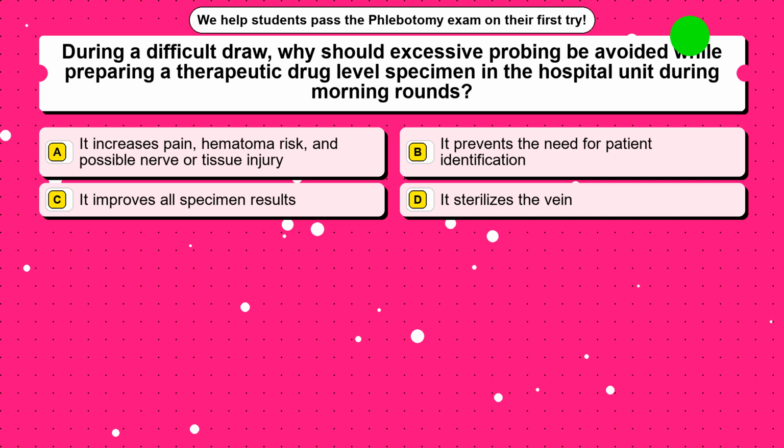Question 17. During a difficult draw, why should excessive probing be avoided while preparing a therapeutic drug level specimen in the hospital unit during morning rounds? Option A. It increases pain, hematoma risk, and possible nerve or tissue injury. Option B. It prevents the need for patient identification. Option C. It improves all specimen results. Option D. It sterilizes the vein.